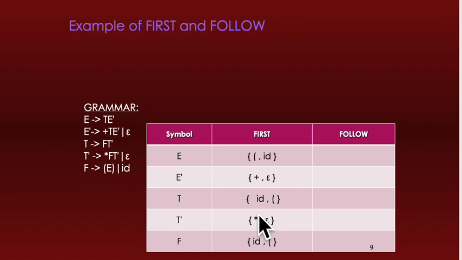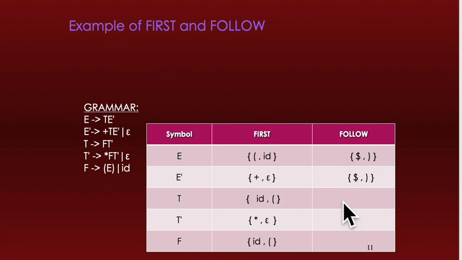When you are computing follow for a particular non-terminal symbol, look at the right side of the productions where that non-terminal appears, and see which symbol follows it. Suppose follow of E. After E we have a close parenthesis. As it is a start symbol, we include dollar. Then, like this, follow of E dash. Follow of E dash is follow of E.